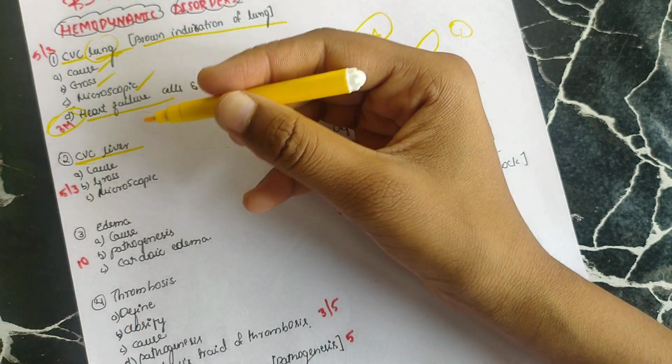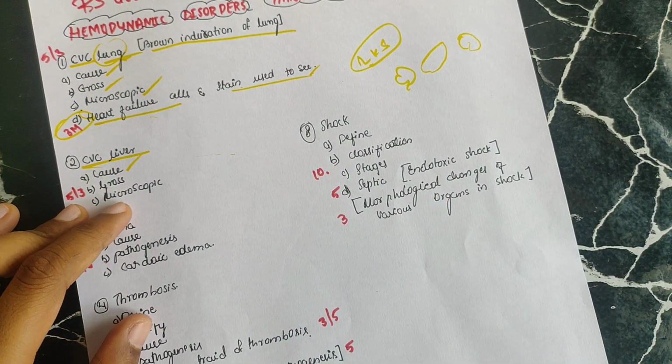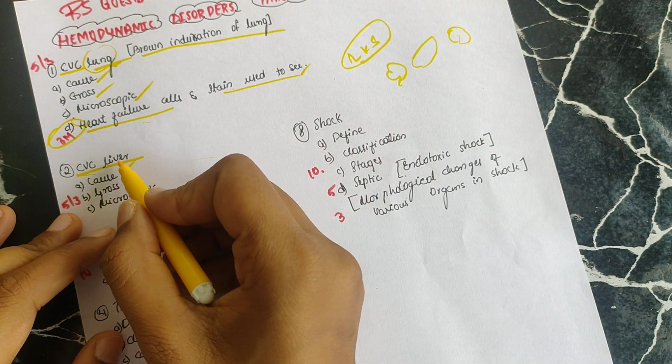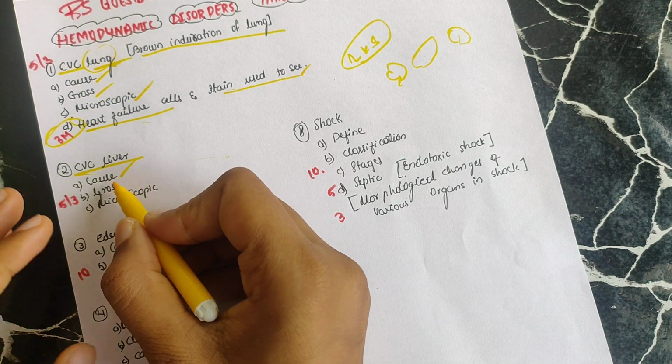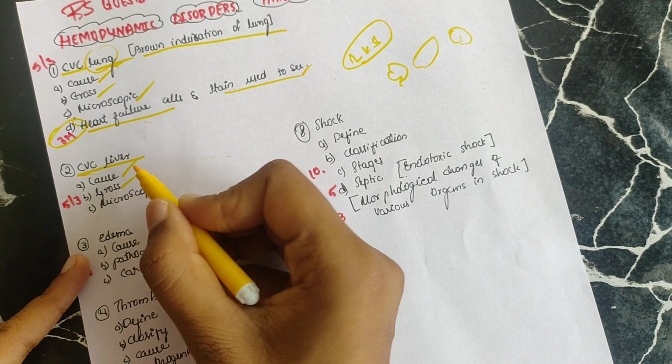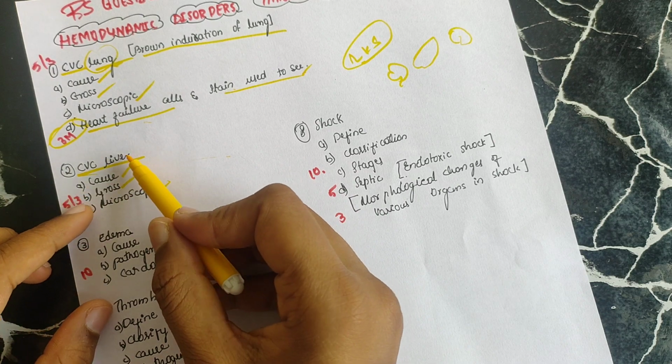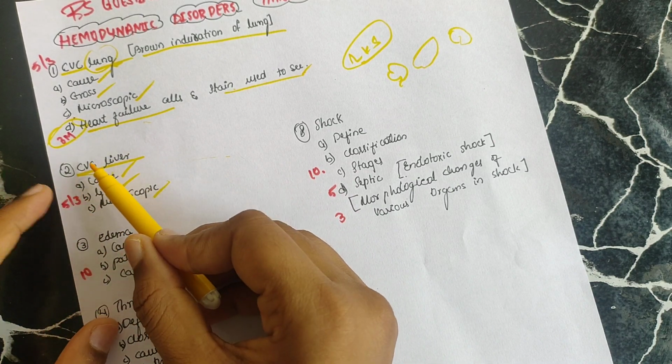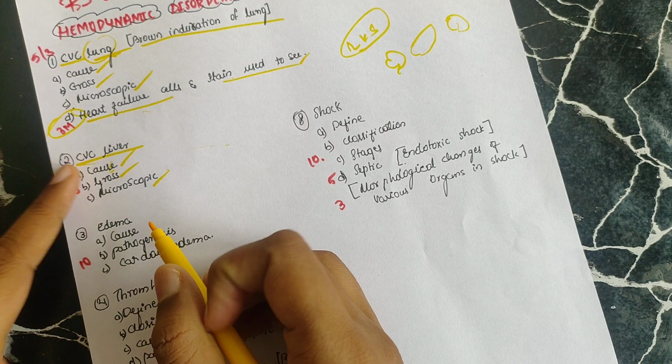Under this, the subquestions will be the causes of this CVC liver, that is the right heart failure and other causes, the gross appearance and microscopic appearance of the liver during this congestion. All these are important for 5 or 3 marks.